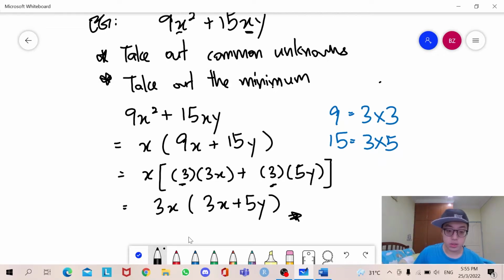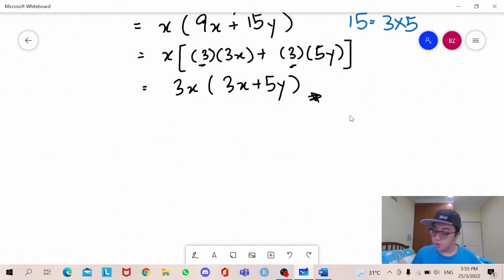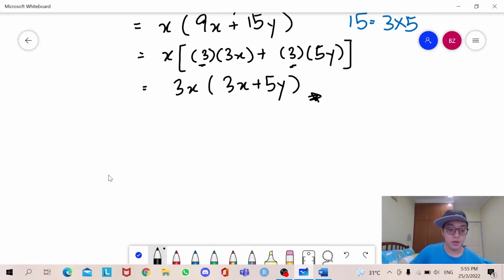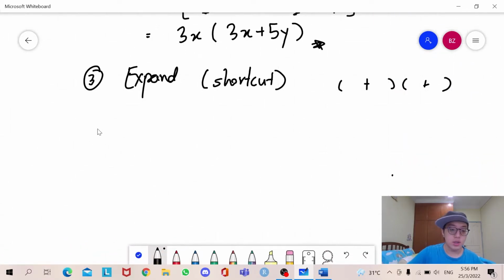Before going to the examples, I will have to introduce to you some special cases, special cases of short forms where you can expand quickly. Number 3 is to expand in a shortcut way when there are two brackets of two terms. So here I'm going to introduce a few lines.